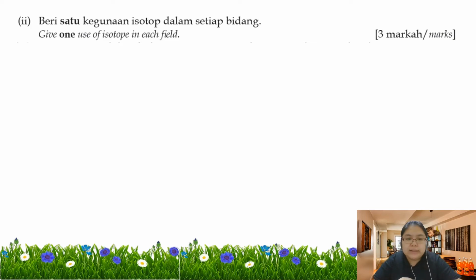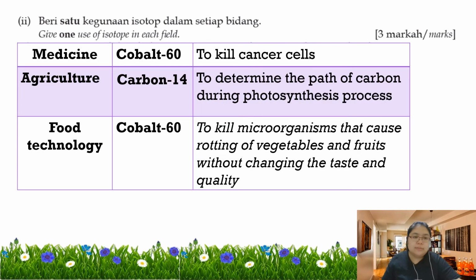Okay, now we're going to see the answer. Medicine: cobalt-60 to kill cancer cells. Agriculture: they give carbon-14. You can keep phosphorus also can. Carbon-14, to determine the path of carbon during the photosynthesis process. Food technology: cobalt-60, to kill the microorganisms that cause the rotting of vegetables and fruit without changing the taste and quality. So this one is an example. One example is 1 mark. We got so many examples, so for 3 marks you just give the correct example for the correct field.